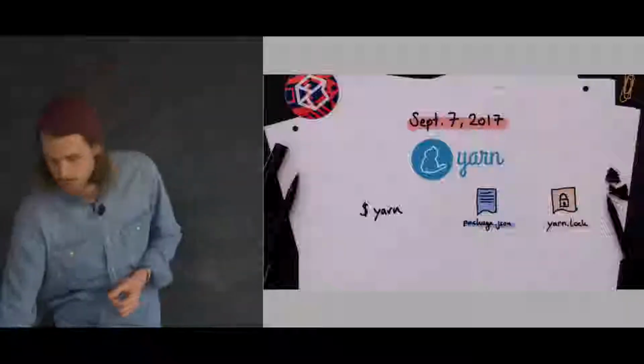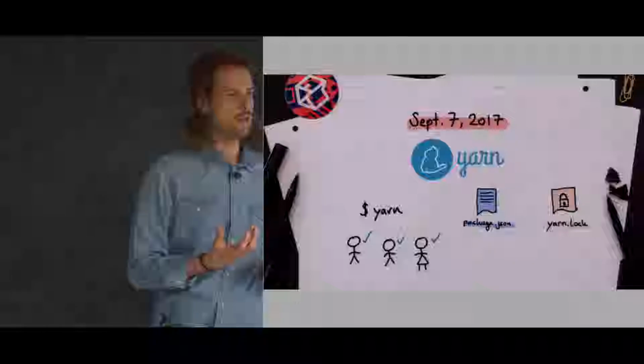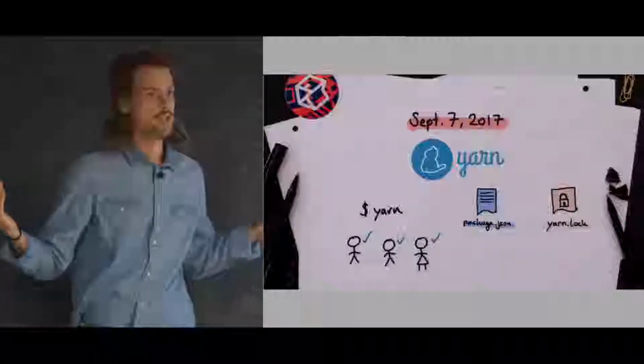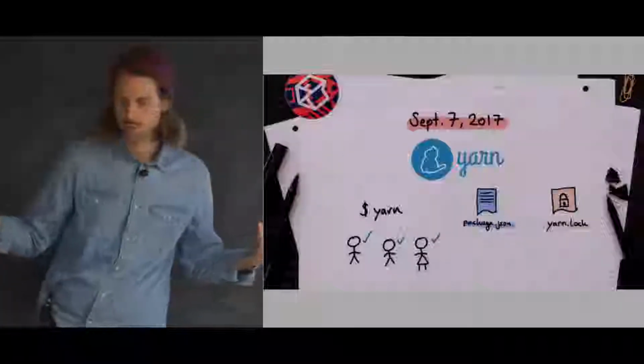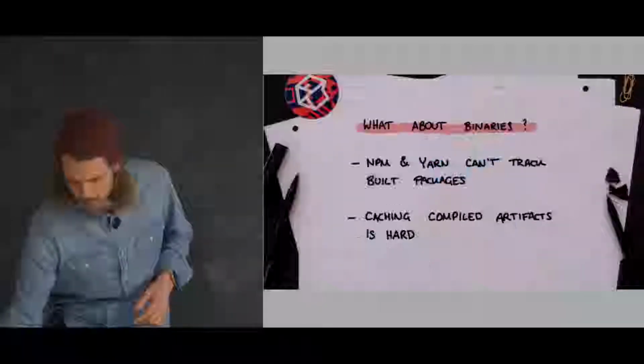And this is very important because if you then go on each machine and do yarn install, it should just work on every machine the same way. So this is what I mean with deterministic. So now we have a problem.